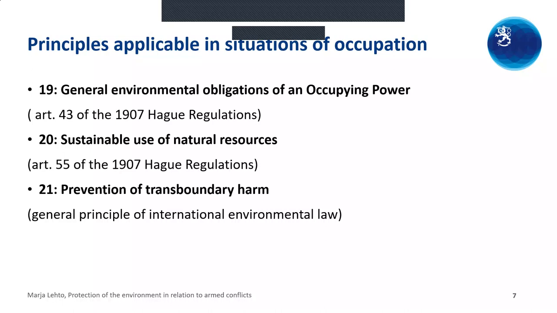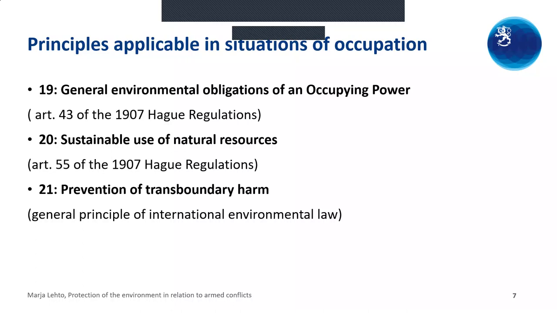It was obvious that there was a need for such clarification regarding the law of occupation, given that the primary legal instruments, the 1907 Hague Regulations and the Fourth Geneva Convention of 1949, obviously lack specific provisions on the protection of the environment. At the same time, most of the relevant rules of the law of occupation are general in nature. They have proved flexible enough to be adapted to changing circumstances, and their interpretation has developed considerably in recent decades. It is well established, for instance, that international human rights law complements the law of occupation.